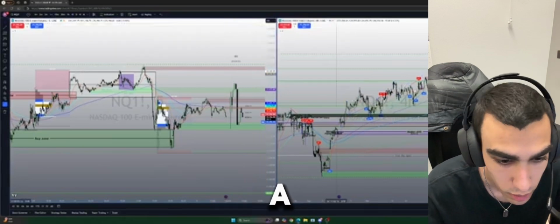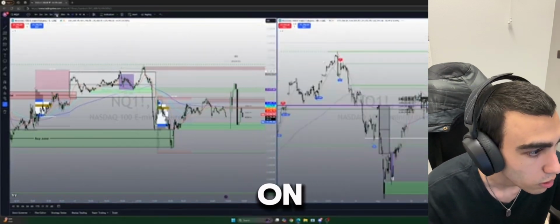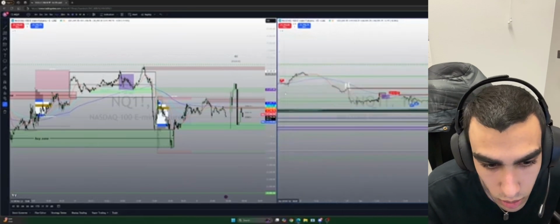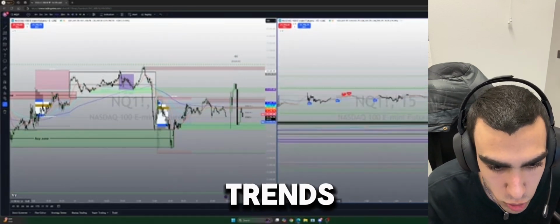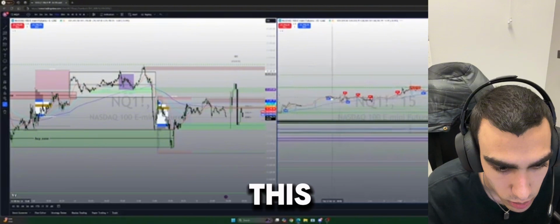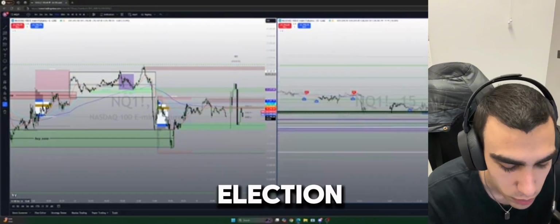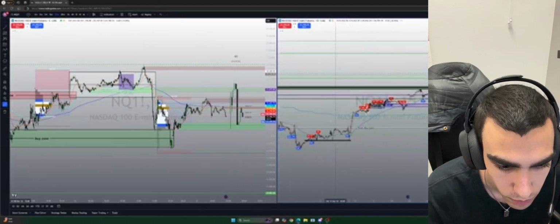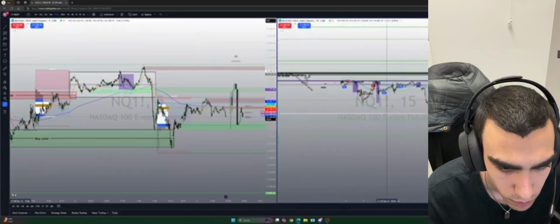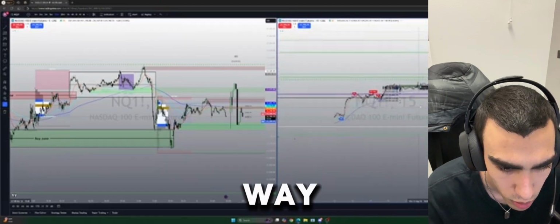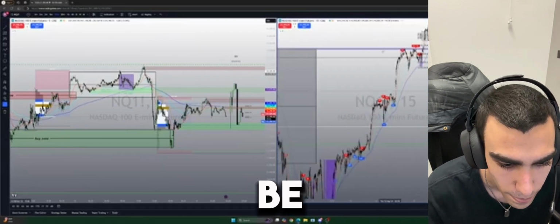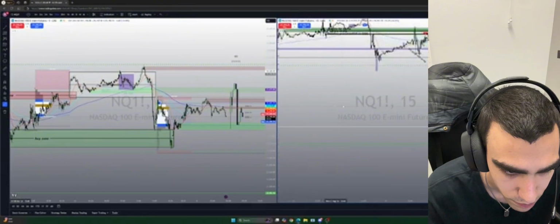I'm going to show you a very, very good example on the 15-minute real quick of how trends mainly work. Let me go here. I have to skip the election week because election week was very, very bad price action. Let's go all the way back here. This is perfect right here. This is a perfect area to be looking at for longs.